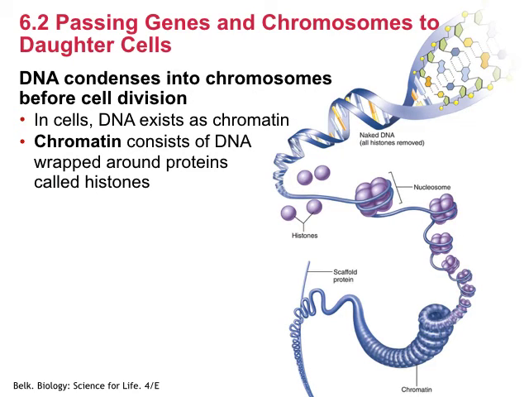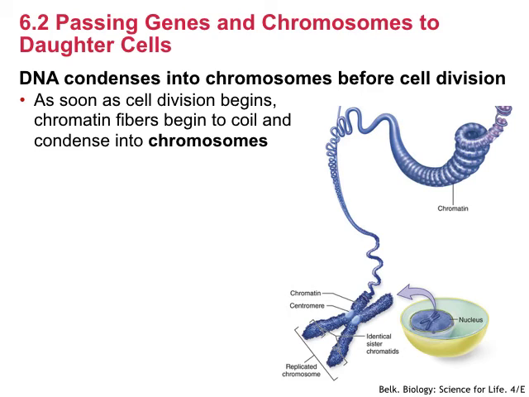So this is a cool illustration from another textbook that I'll use. But this is chromatin. Here you see the naked DNA. It interacts with proteins called histones, so it's wrapped around these proteins, and it forms like beads on a string. And then these coil some more to form chromatin. So there's chromatin. That's how DNA normally exists in the cell. And then as soon as cell division begins, the chromatin fibers begin to coil and condense into chromosomes. So there you see on the bottom the X-shaped chromosome. And this is a replicated chromosome.